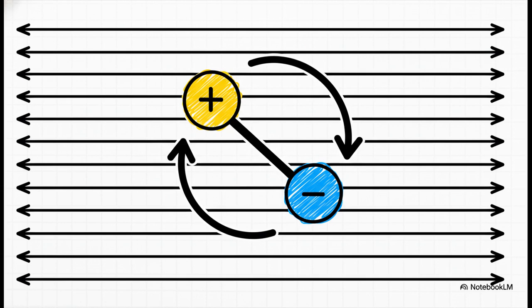Well, it experiences a torque, basically a twisting force. You calculate this by multiplying the dipole moment by the strength of the field. Because the two charges are opposites, the electric field pulls them in completely different directions. This literally twists the dipole, forcing it to try and align perfectly with those field lines.